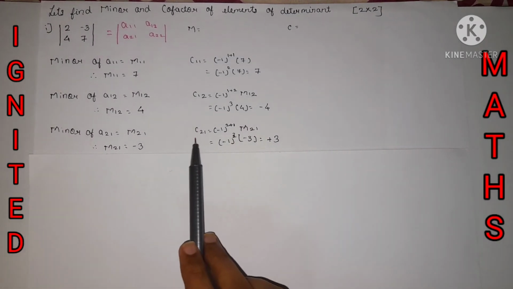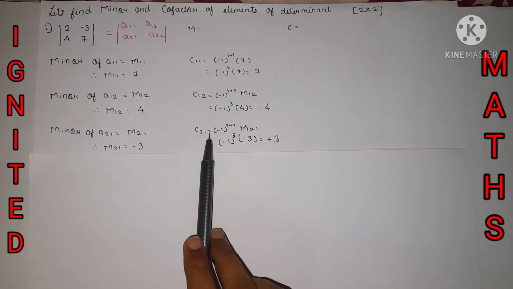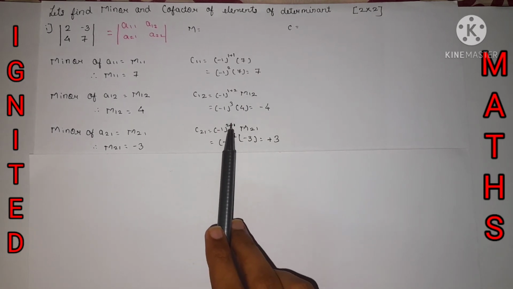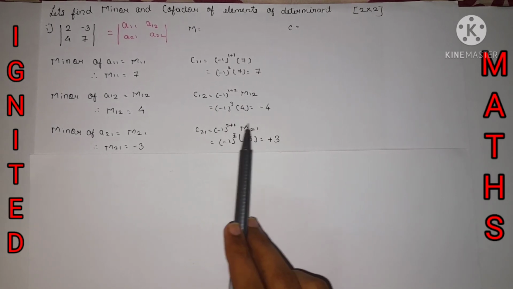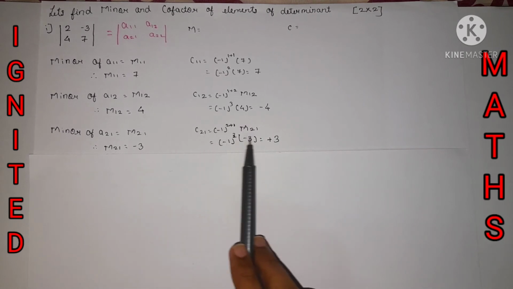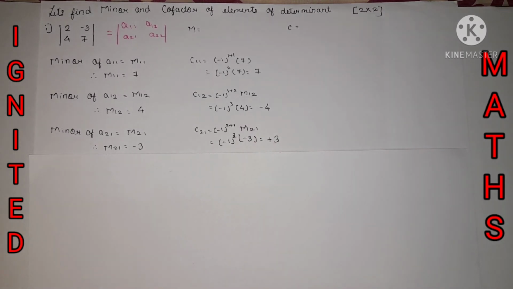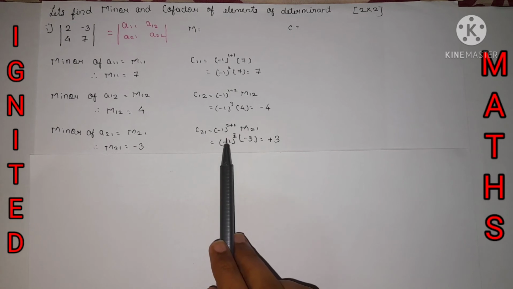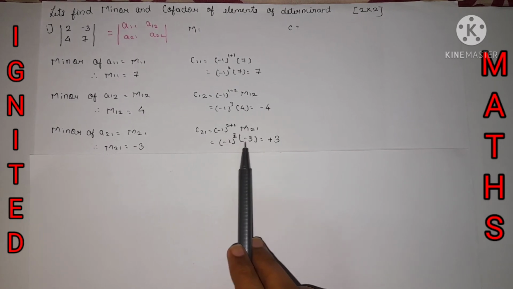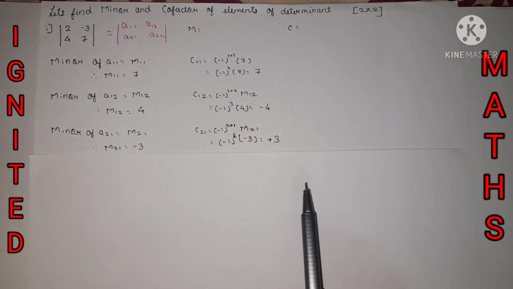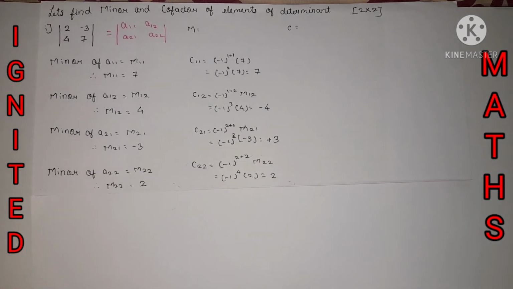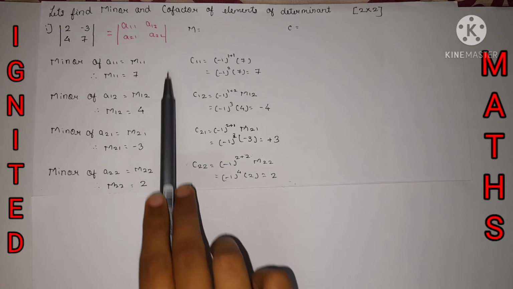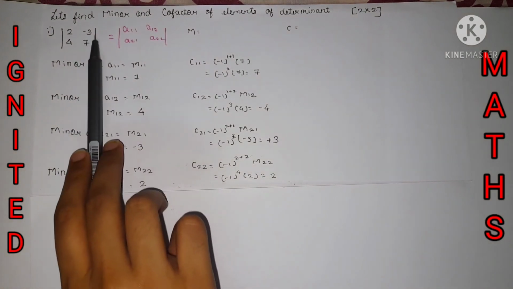And side by side we need to do it for the cofactor of second row first column. That is nothing but minus 1 raised to 2 plus 1 into m of 21, and m of 21 value is equal to minus 3. And we got the answer as plus 3. Yes, because minus 1 raised to cube is minus 1, and minus multiplied by minus 3, so it will be plus 3.